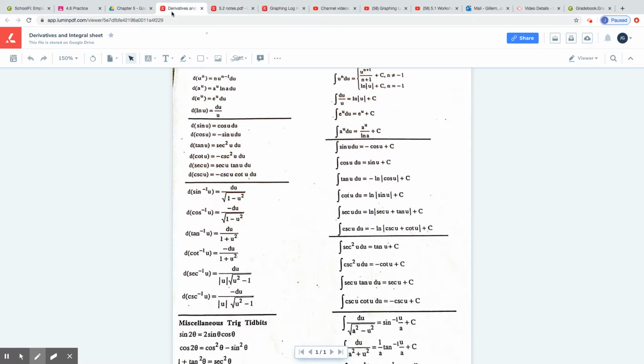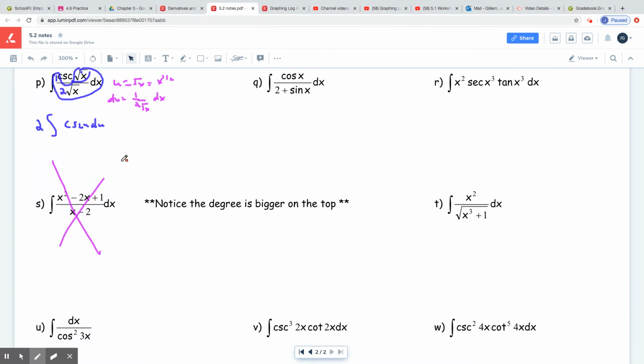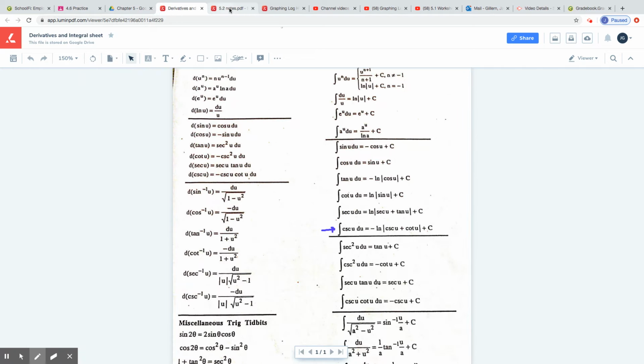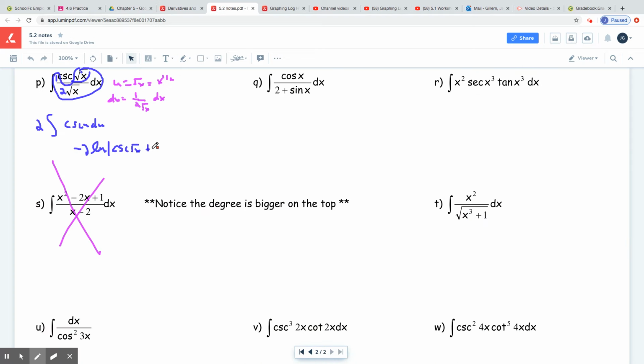I don't know. I forget. So, cosecant u is right here. It is negative natural log cosecant u plus cotangent u plus c. All right. So negative 2 natural log cosecant u, which in this case is the square root of x, plus cotangent u, which is the square root of x, absolute value of that plus c. All right, so you're just using your formula sheet.